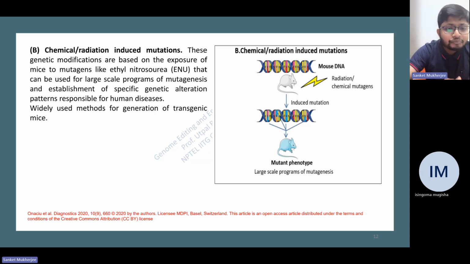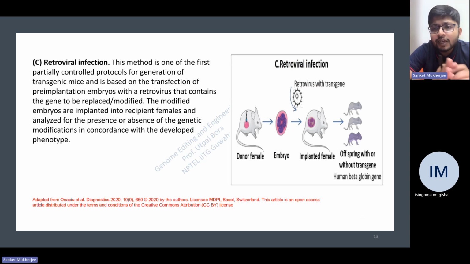So that's the idea. Now, retroviral infection, this is very similar to using retroviruses for gene delivery. In this case, we want a disease to happen. So this is one of the first partially controlled protocols for generation of transgenic mice and is based on the transfection of pre-implantation embryos with a retrovirus that contains the gene that needs to be replaced or modified. The modified embryos are implanted into the recipient females and are analyzed for the presence or absence of genetic modifications in concordance with the developed phenotype. So here we use retroviruses.